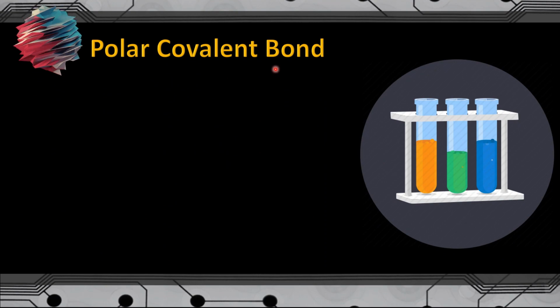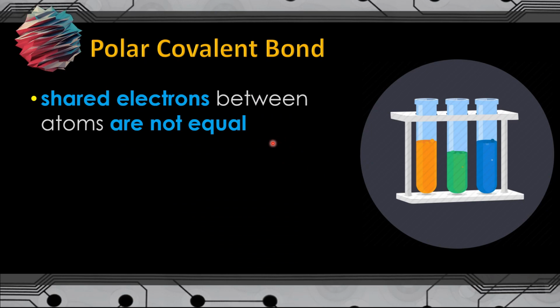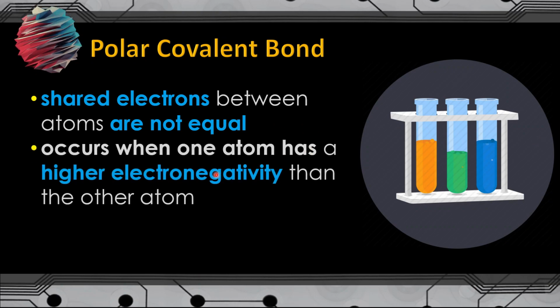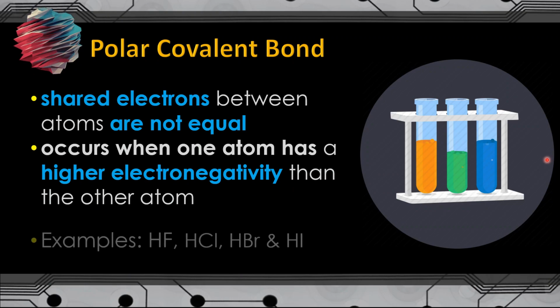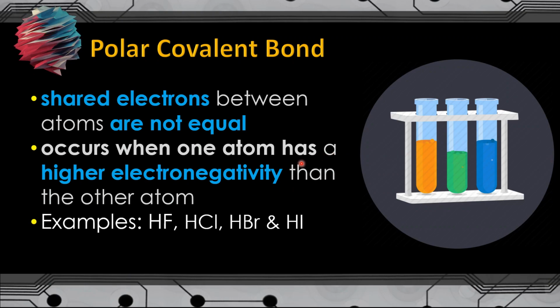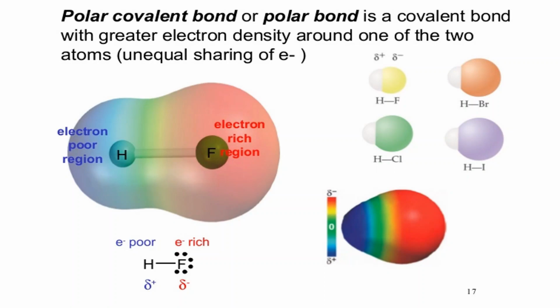On this part, we will also be discussing polar covalent bond. This is characterized by the shared electrons between atoms which are not equal. It occurs when one atom has a higher electronegativity than the other atom. Some examples include hydrogen fluoride, hydrogen chloride or hydrochloric acid, hydrogen bromide, and hydrogen iodide.